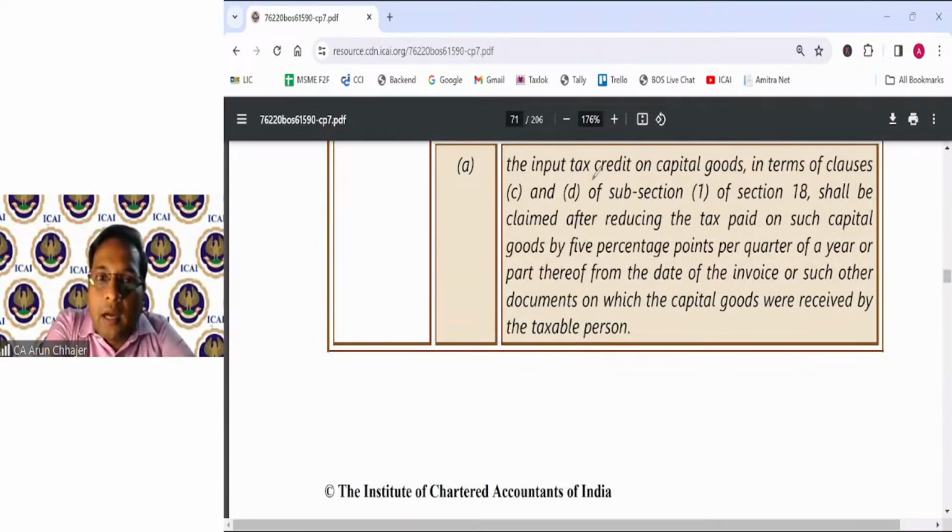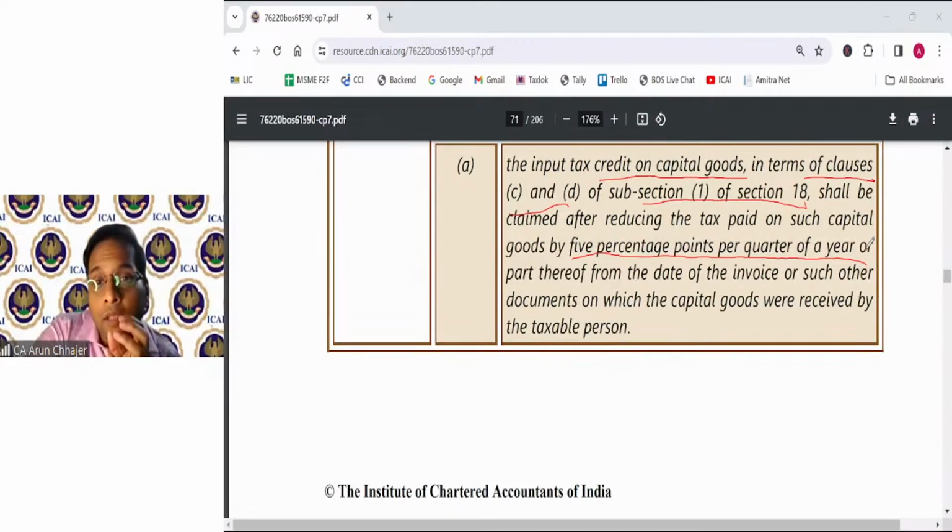Clause A says ITC on capital goods in terms of clause C and D of subsection 1 of section 18 shall be claimed after reducing the tax paid on the capital goods by 5% per quarter of a year or a part thereof, from the date of invoice on which capital goods were received by the taxable person.